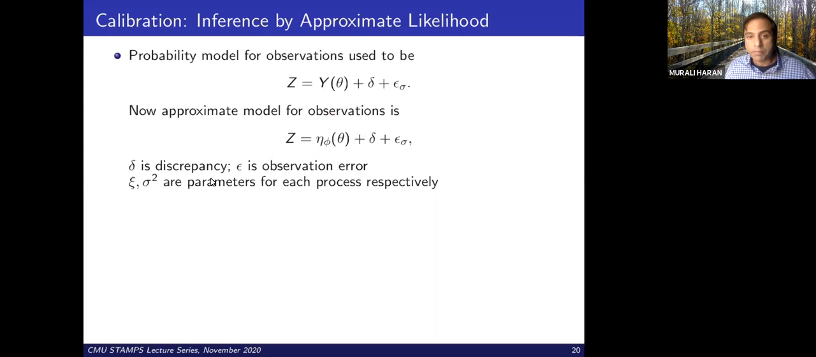Murali, also a question from Eric Feigelson. Regarding, do you use Latin hypercubes to select the p parameter values for the emulator? Yes, I have glossed over those. Correct.